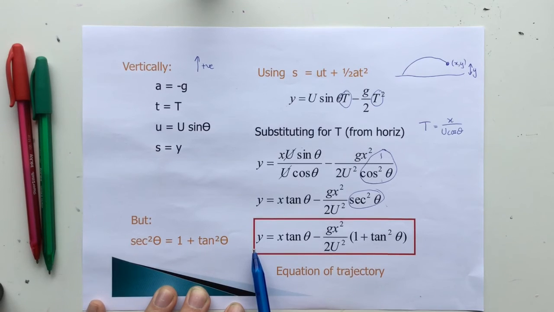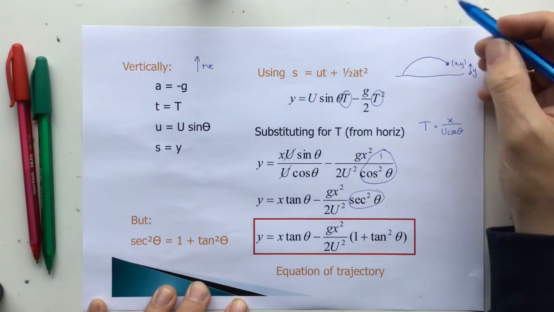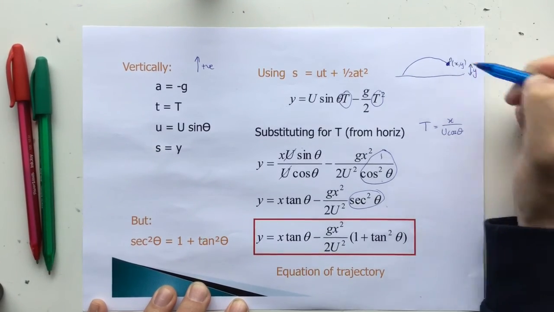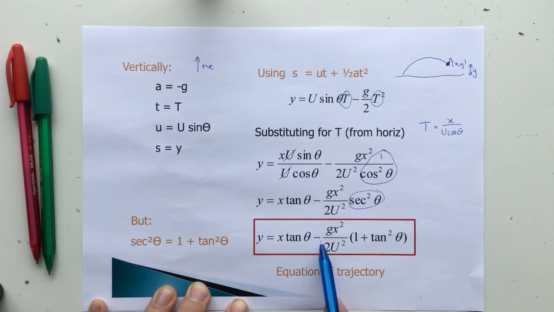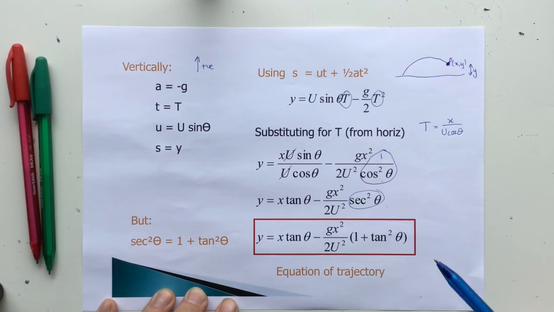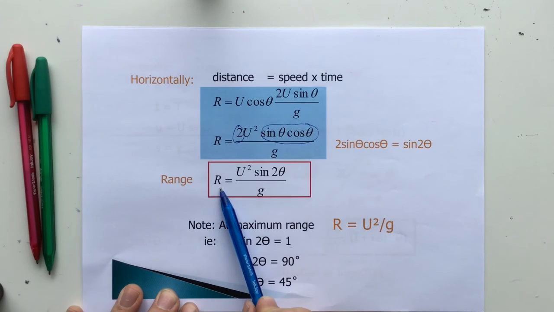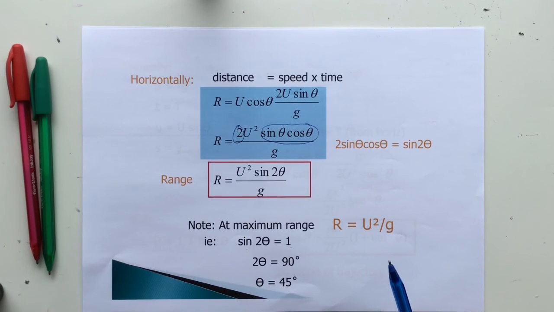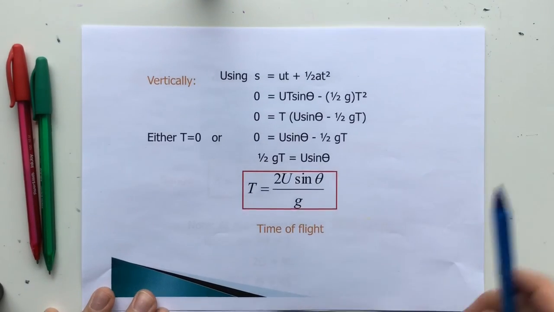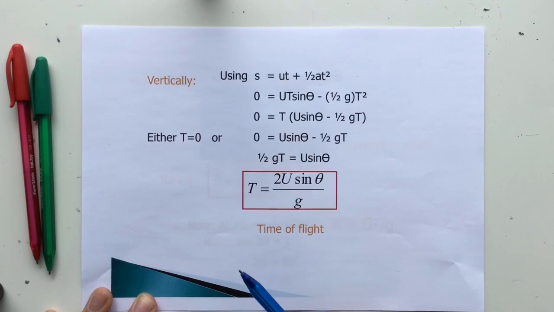So the equation of trajectory, if you want to find any point x, y on that trajectory, is y equals x tan theta minus g x squared over 2u squared times (1 plus tan squared theta). And we need to be able to prove all of these equations that we've done. So the equation of trajectory, we need to be able to prove, the range of a flight and its maximum range. And we need to be able to find the time of a completed flight as well.